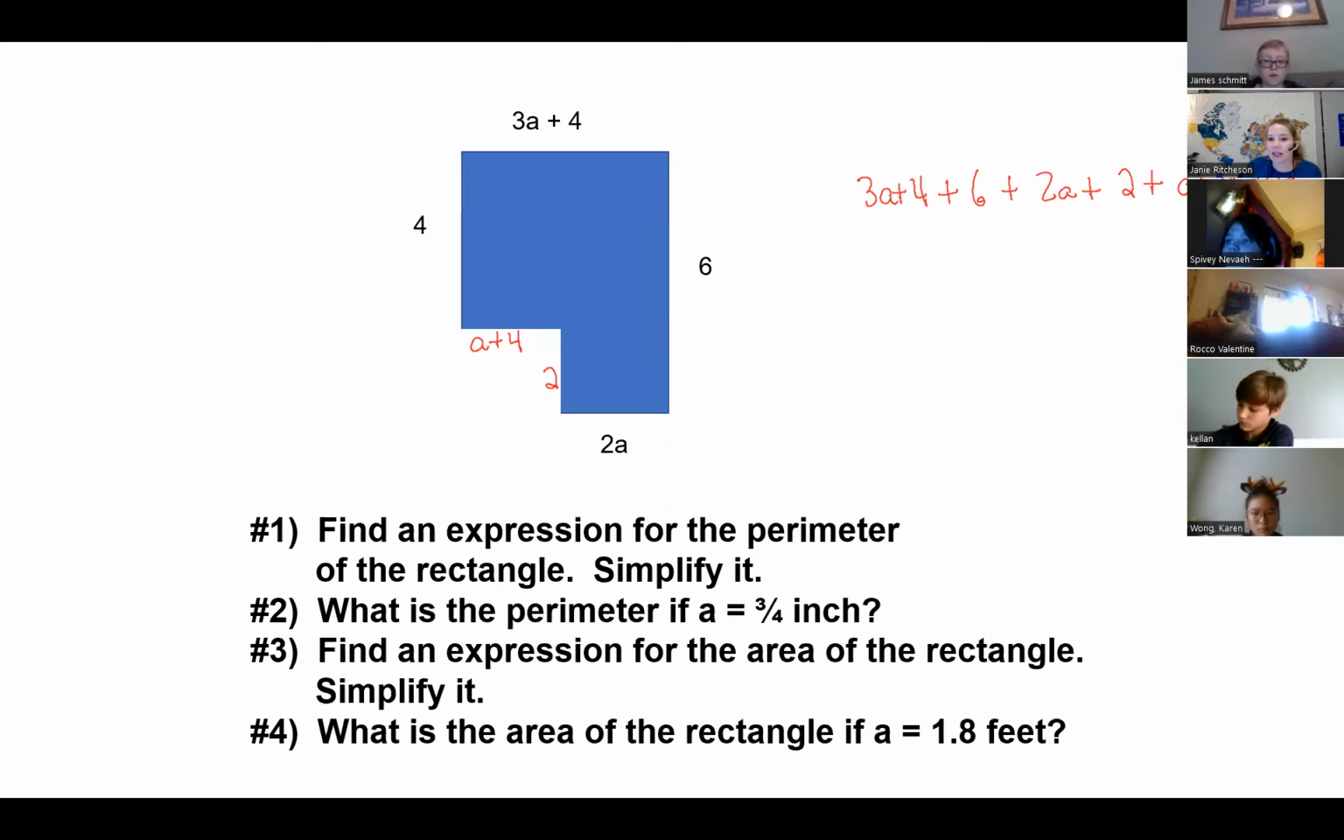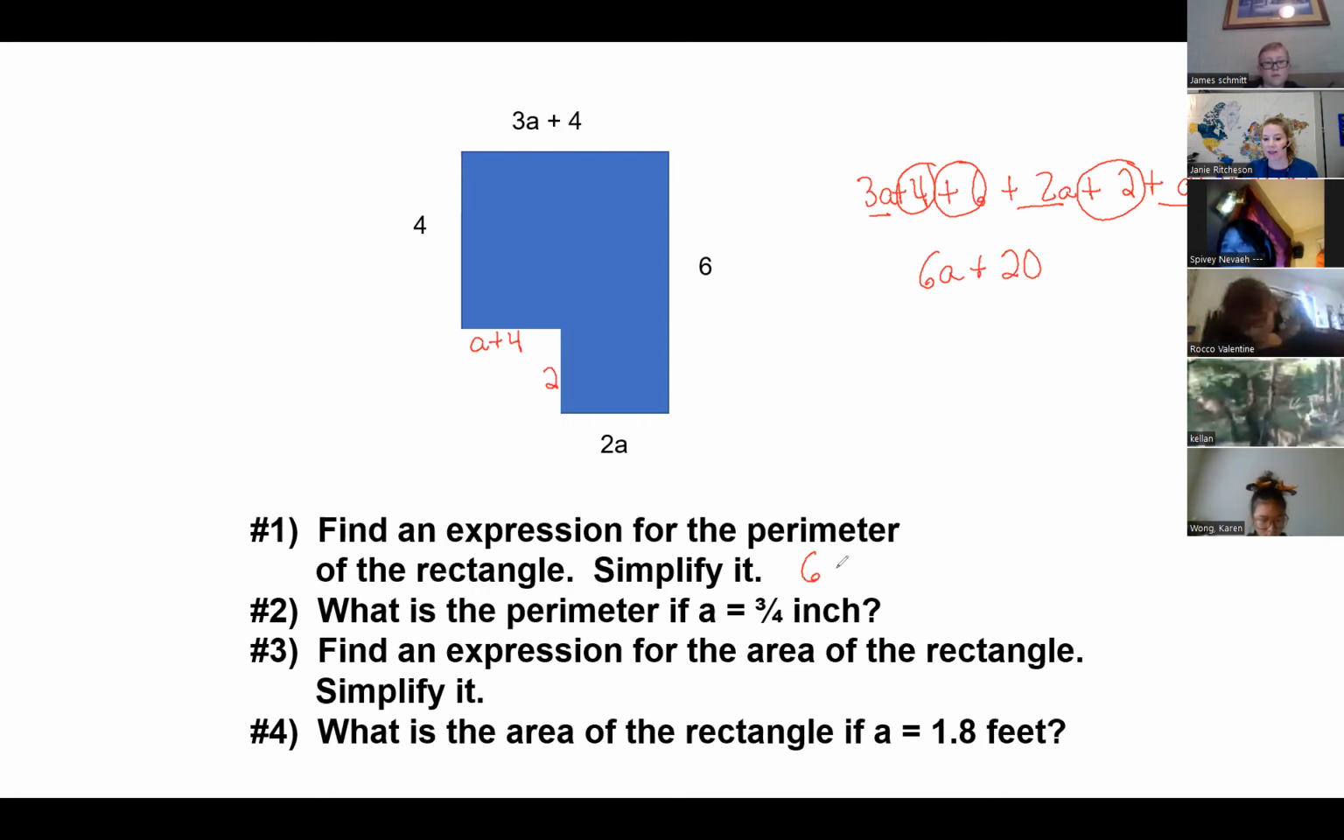Has anybody figured it out yet? Oh yeah, we're sending me the answers already. So 3a plus 2a plus 1a is 6a. And then we have 4 plus 6 is 10, 11, 12, plus 8 is 20. The answer is 6a plus 20. Okie dokie. You can't combine unlike terms. 20 is part of the answer by itself.